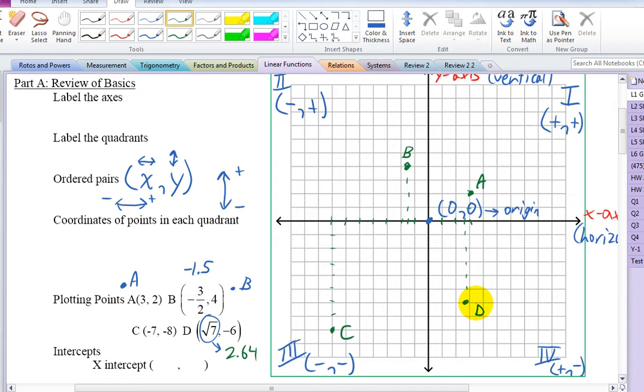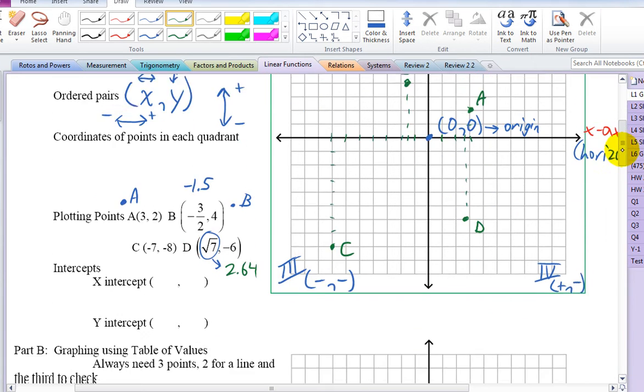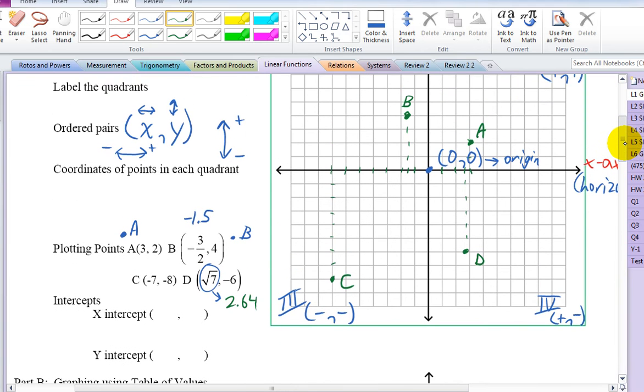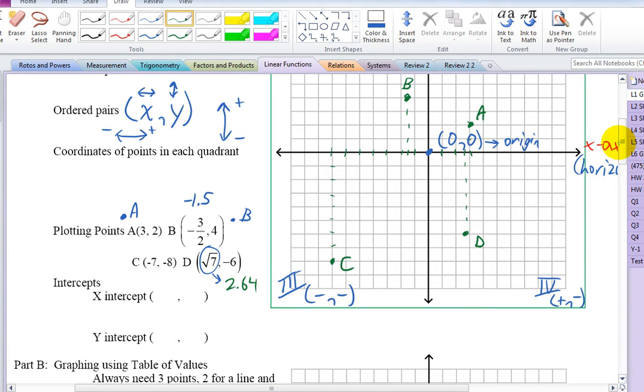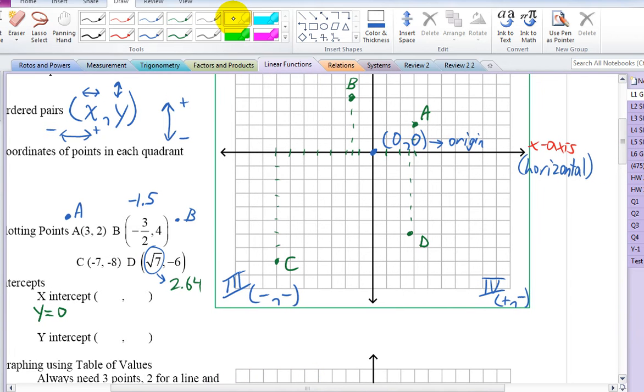Good to go? Okay. Next part, intercepts. I talked about these last year, but I know you guys are weak on these. I say x-intercept, you say y equals 0. What we're trying to do with this is figure out where we are crossing the y-axis. In order to cross the y-axis, we cannot go up or down. That means y equals 0.